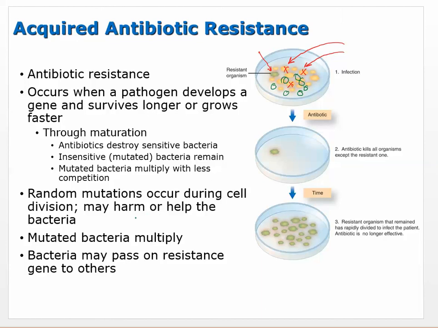So random mutations occur during cell division, may harm or help bacteria. Mutated bacteria multiply, and then they may pass on that resistance. The bacteria around it can kind of take up that resistant gene and integrate it into their own genome with that reverse transcriptase, remember? And when it does that, then others that weren't resistant to begin with can become resistant. So yeah, it's a real nuisance.